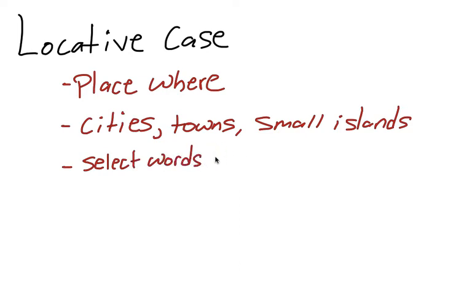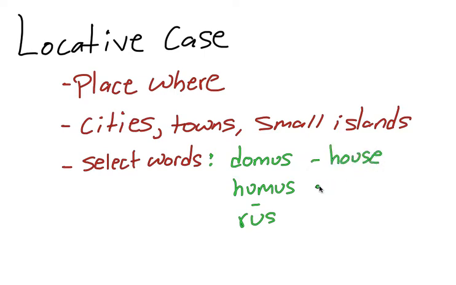Okay, notably, those select words are domus, humus, and rus. Okay, domus meaning house, humus meaning ground, and rus meaning country, like the countryside. There are other select words that use the locative, but they're a little more obscure. These are the three common ones.